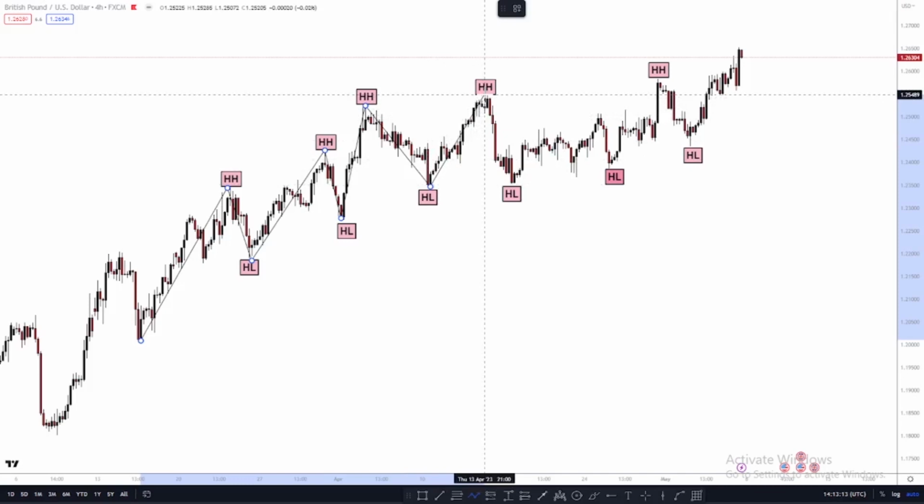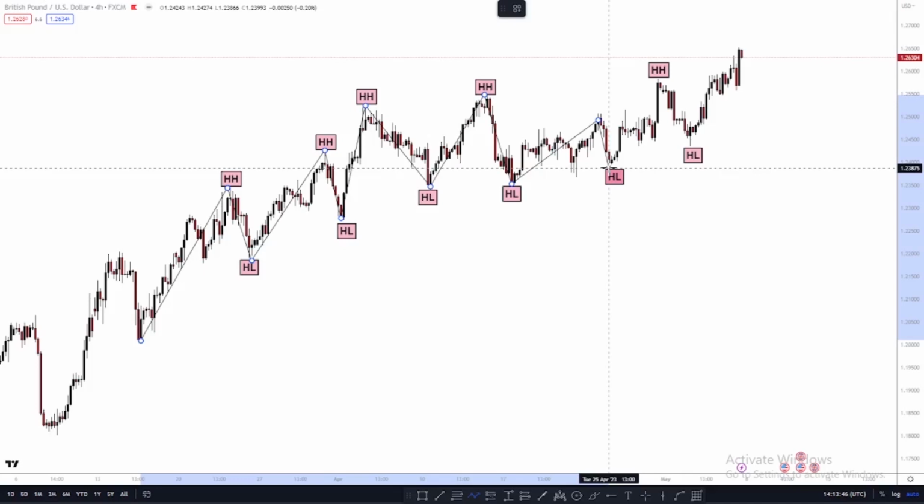Do you get me? Alright, so after this higher high was created, what did the price do again? It came back down to create a new higher low. Why is this a higher low? Because this low is higher than that of its previous low. Do you understand? Alright, so after this higher low was created, what did the price do next? It came back up, came back down to create a new higher low.